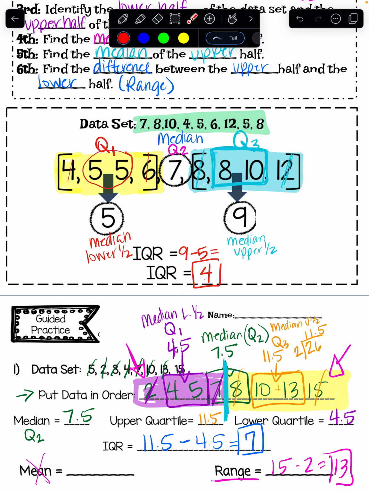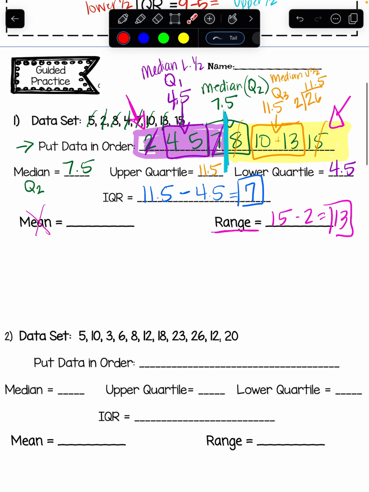Okay, so try the other one on the guided practice by yourself. Make sure you are following your steps 1 through 6, and then on the back of your paper you have 2 more. Again, if you have time, you can figure out the mean and add all those numbers up and then divide by the amount of numbers that you have and figure out what that mean is. And then make sure you have put your work in for all of these questions at the bottom: the median, the upper quartile, lower quartile, IQR, and range. And I should see all of this work on your paper.